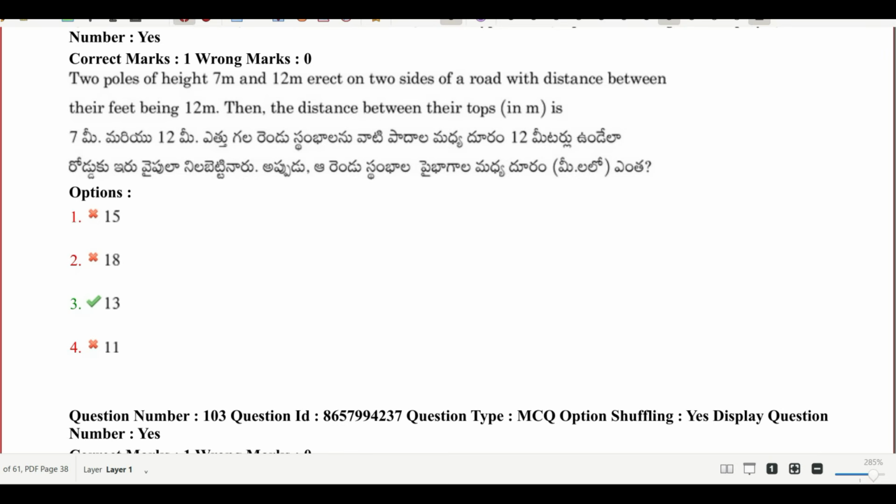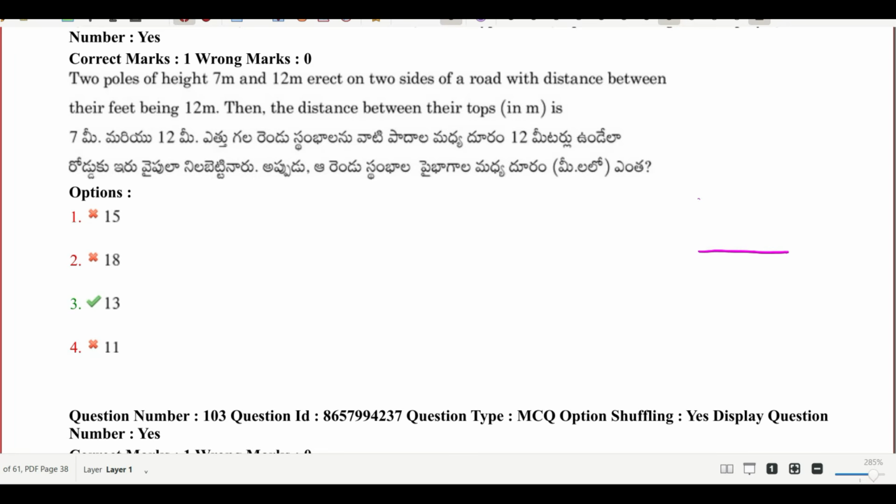Two poles of height 7 meters and 12 meters are erected on the two sides of the road, with the distance between their feet being 12 meters. Then find the distance between their tops. This is again from the same topic. Okay, now let us observe the question.